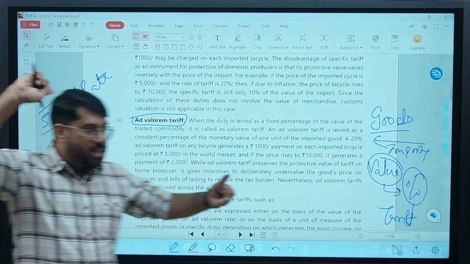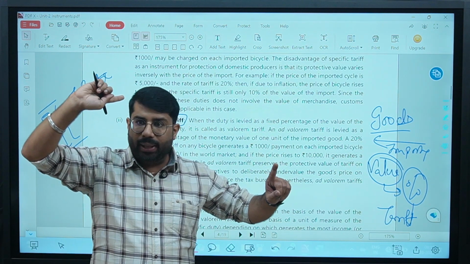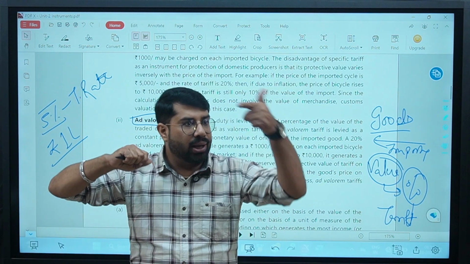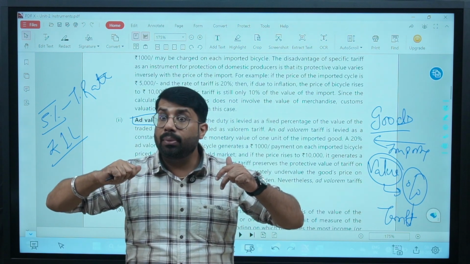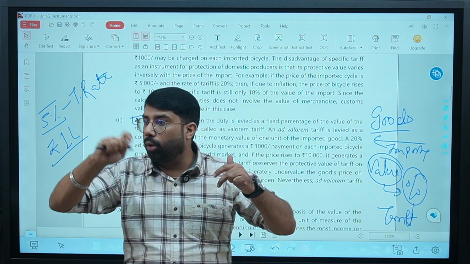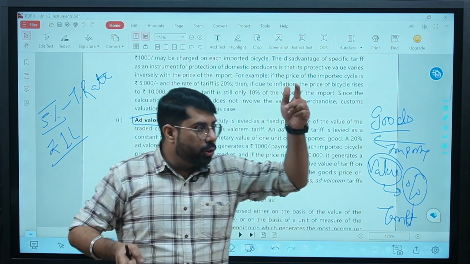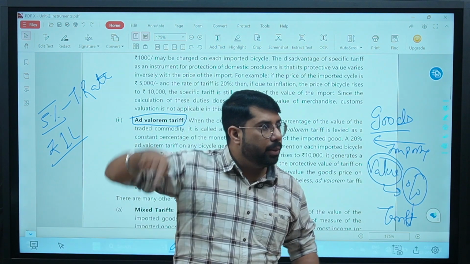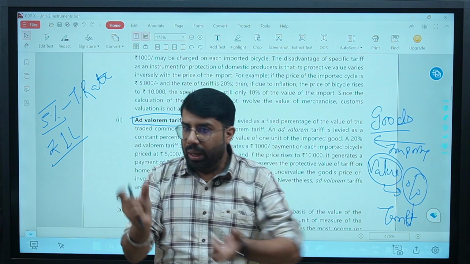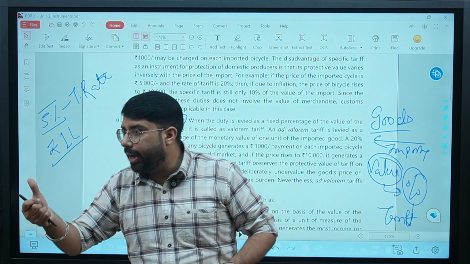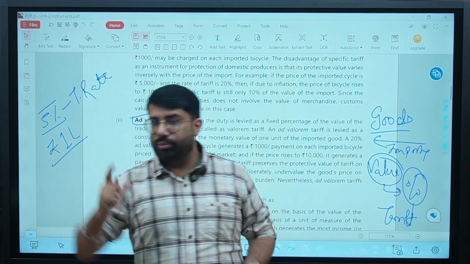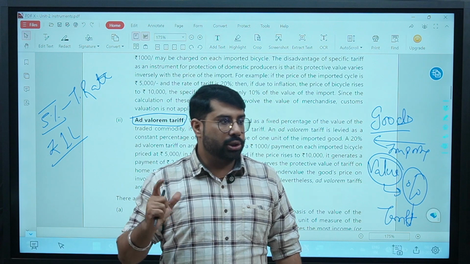Now see, in specific tariff, what was the basis? Sir, unit, weight, measurement. Ad valorem, sir, percentage of the total value. Difference clear? Here we will talk about the unit, weight or measurement, and here we will talk about the total value, and a fixed percentage will be decided, which is to be paid as a tariff. Are we clear? Yes or no, people?